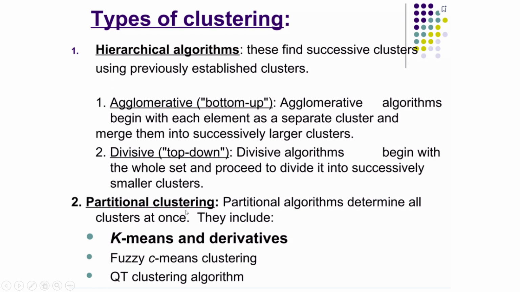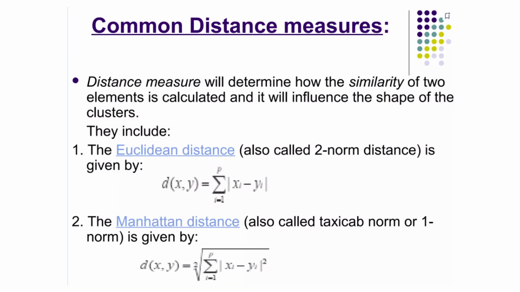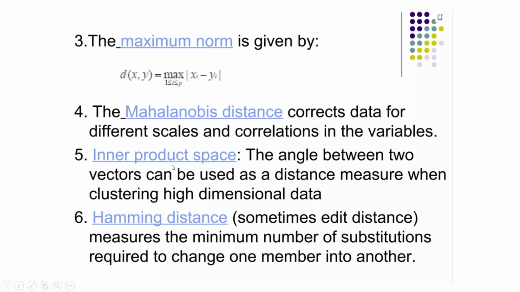In partitional clustering, partitional algorithms determine all clusters at once. They include k-means and derivatives, fuzzy C-means clustering, and QT clustering algorithms. Let's explore clustering. Clustering can be done using common distance measures. Here are some common distance measures. A distance measure will determine how the similarity of two elements is calculated, and it will influence the shape of the clusters. They include Euclidean distance, Manhattan distance, maximum norm, Mahalanobis distance, inner product space, and Hamming distance.